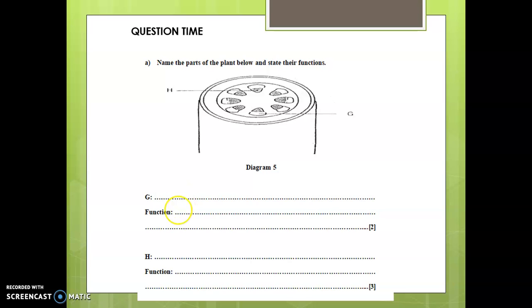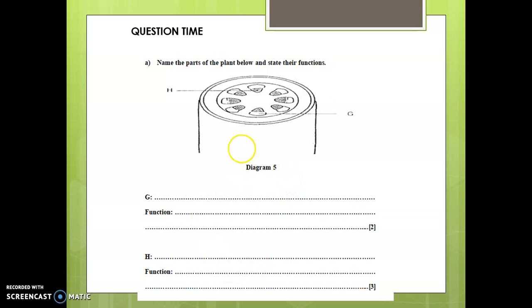You get 1 mark. And the function is to transport food from leaf to other parts of the plant. When you already answered that to transport food, you will get 1 mark. So in total you get 2 marks. 1 for the phloem, the spelling and the answer should be correct, and the function is to transport food.